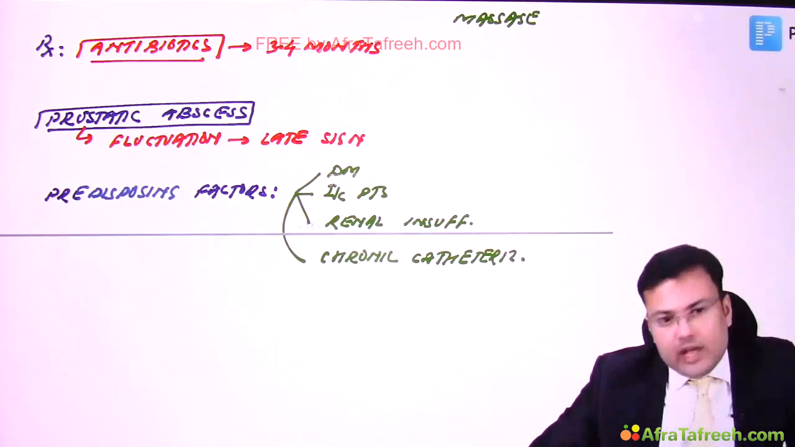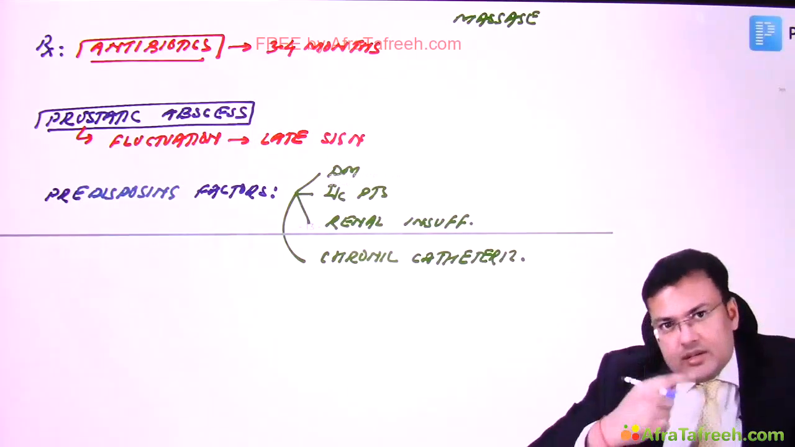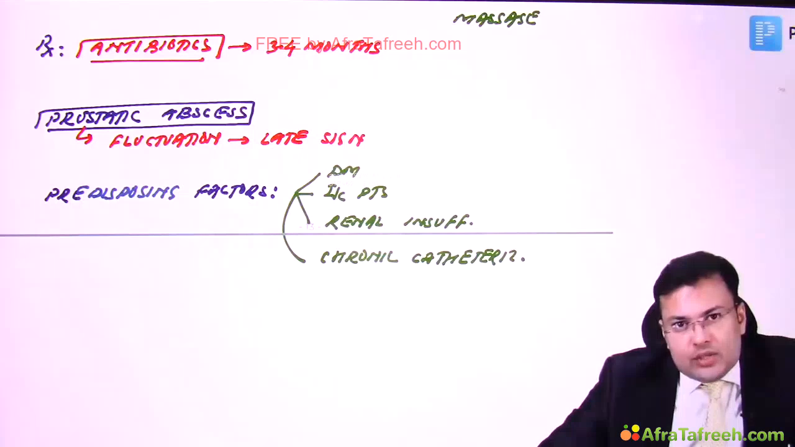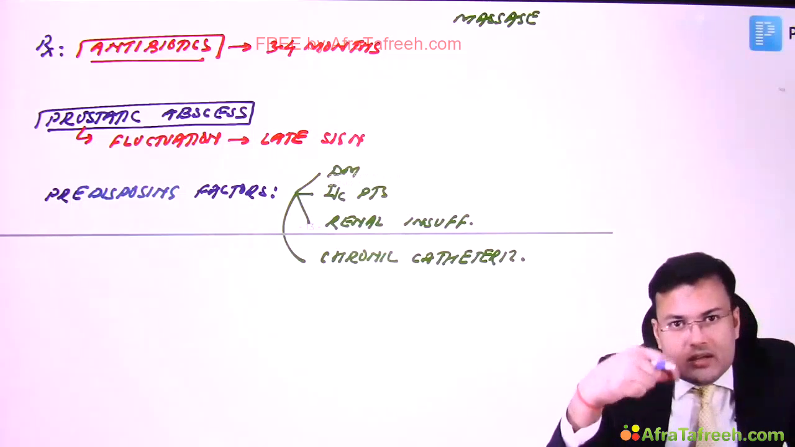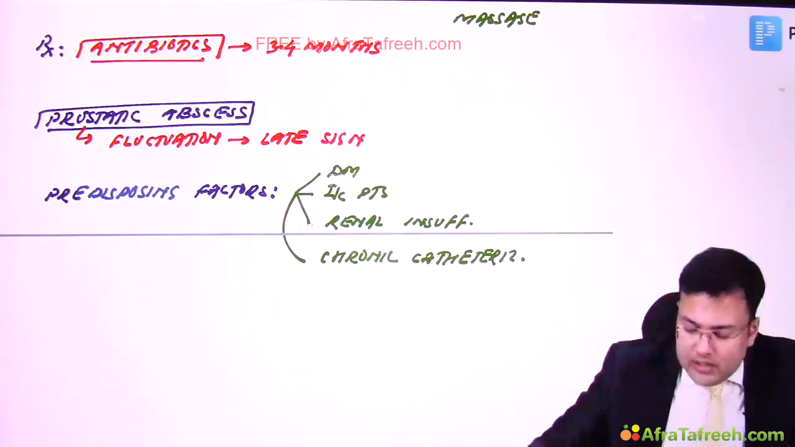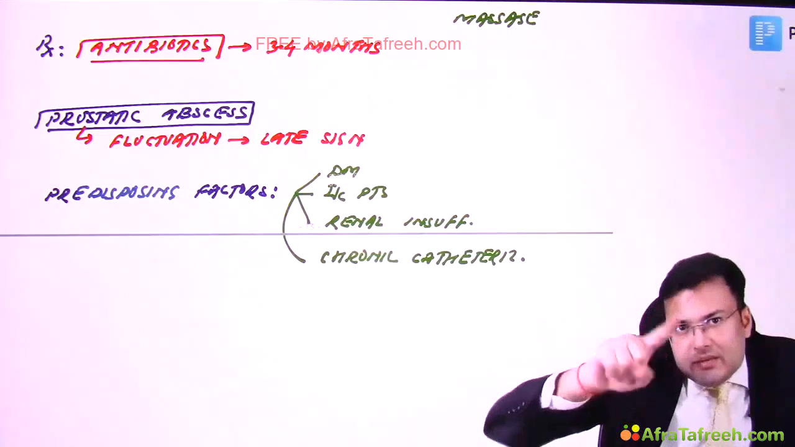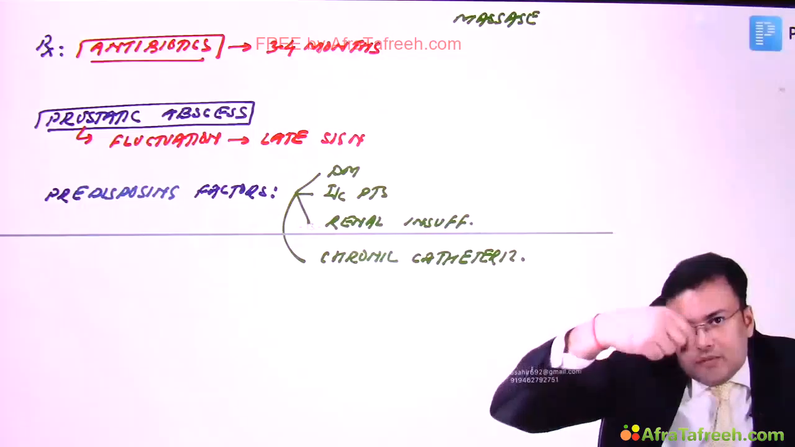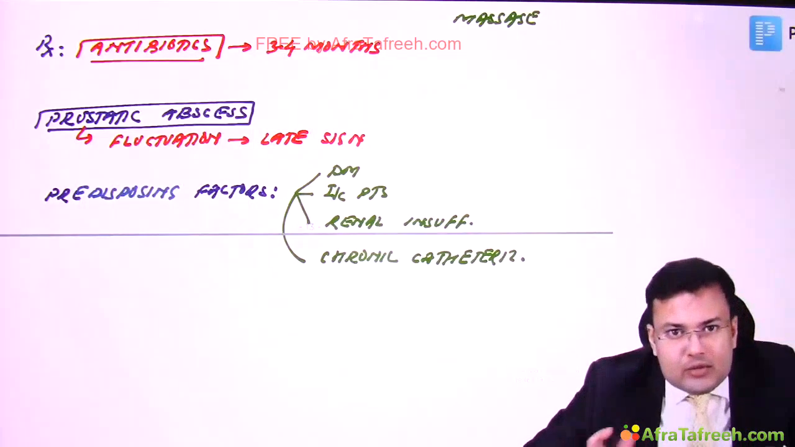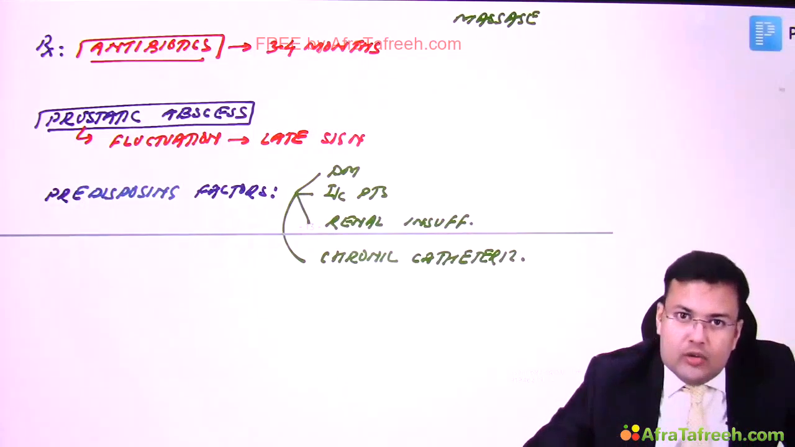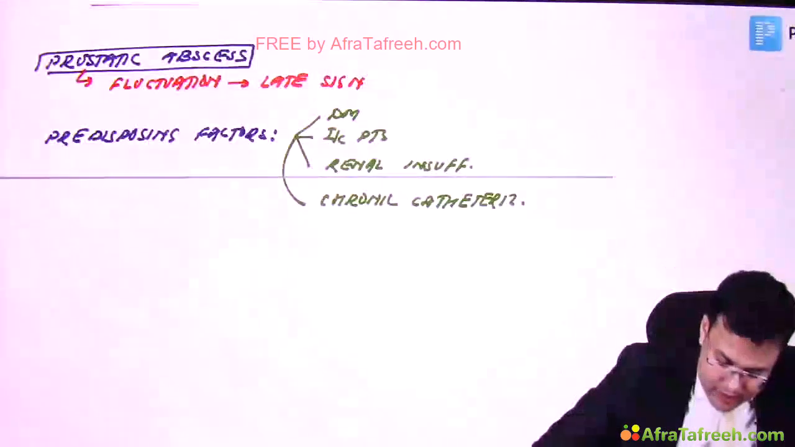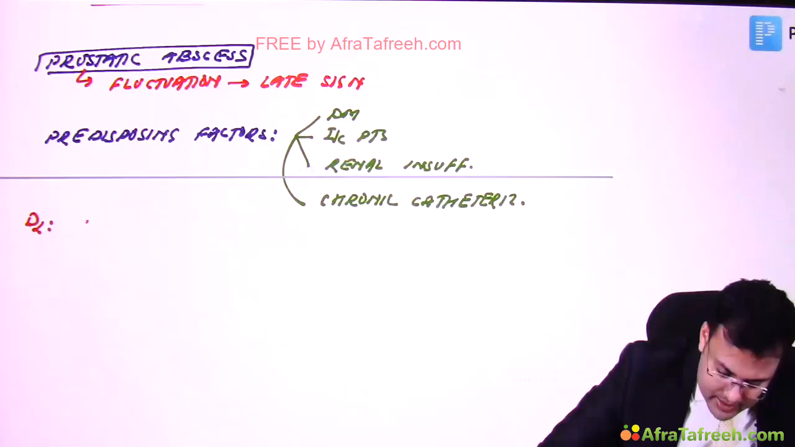Clear? How are we going to diagnose this? Since there is pus collection in relation to the prostate, you can diagnose it by TRUS. What is TRUS? Transrectal ultrasound. Since you are performing digital rectal examination for evaluation of the prostate, you can perform TRUS and see the prostatic abscess, or you can go for pelvic CT. So how are we going to make the diagnosis? Either by TRUS or by pelvic CT.